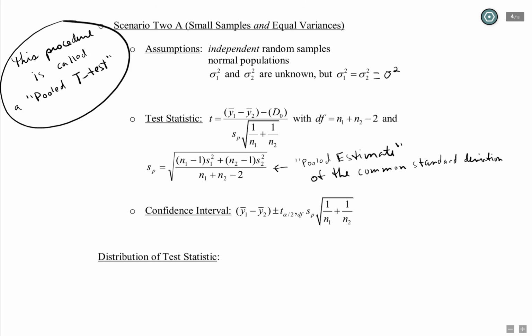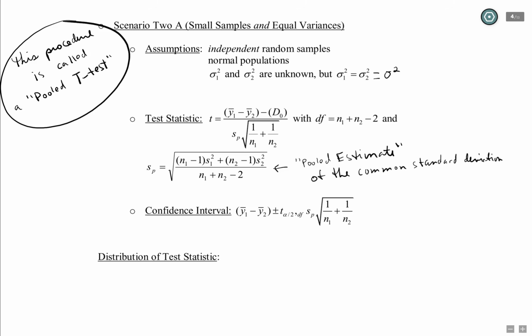It's pooled in the sense that we are pooling our information together to estimate the common variance. If you look at this, think of it as this quantity times S1 squared plus this quantity times S2 squared. That's like a weighted average of the two sample variances. We're pooling the information together, and in doing so we have this certain kind of estimate. It turns out that when we replace the common standard deviation sigma with its estimate SP, this actually does have a t distribution.